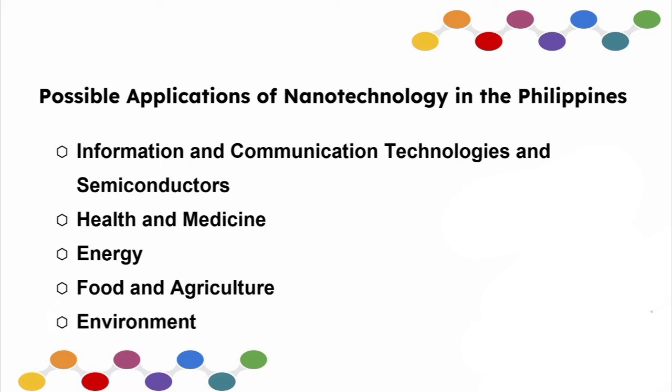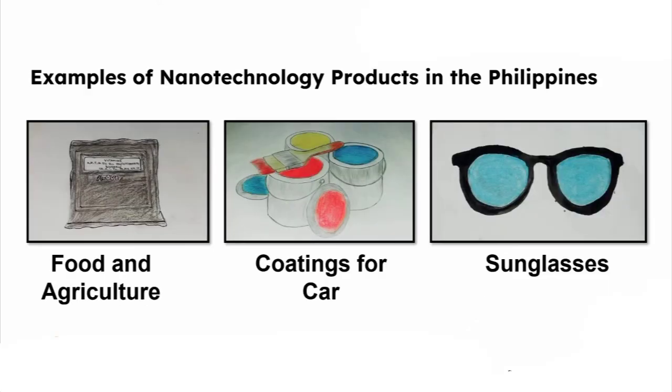Environment. Environment-friendly machines and technologies that have the goal of improving the environment may also be created through nanotechnology. Nanotechnology is also used in the following: food and agriculture, coatings for cars and sunglasses.